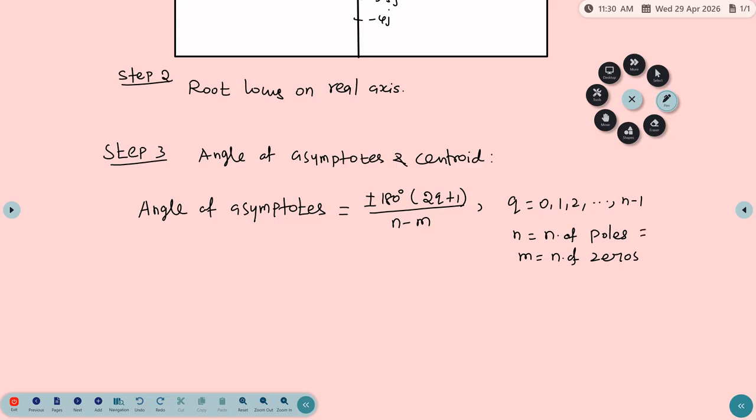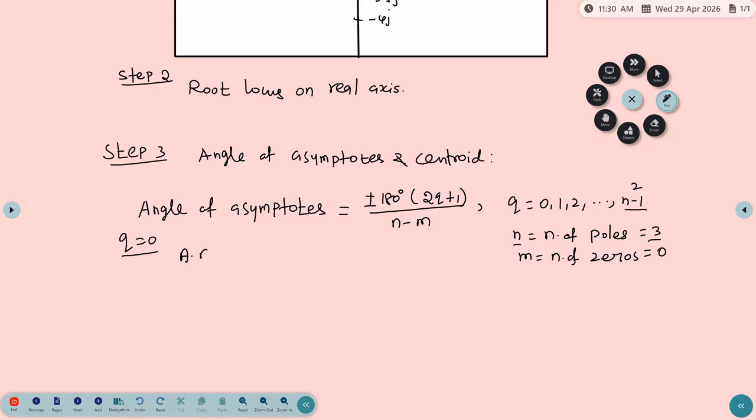So we know in this problem we have 3 poles, so the number of poles equal to 3. There is no zero, so the number of zeros equal to 0. Since n equal to 3, we should proceed up to n minus 1, that means 3 minus 1 equal to 2. So we need to identify the angle of asymptotes at q equal to 0, at q equal to 1 and at q equal to 2.